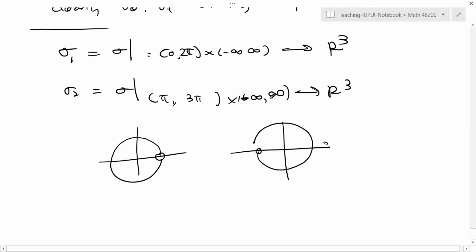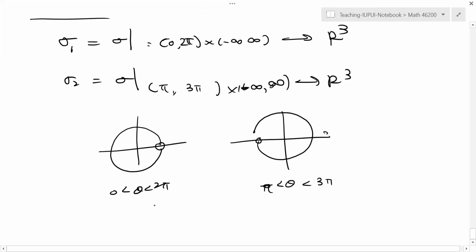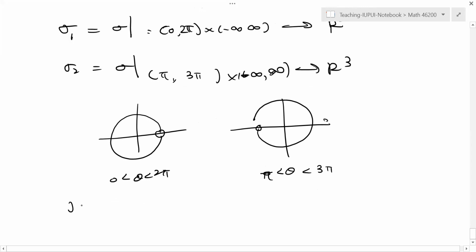Okay. So theta is between pi and 3 pi. Here, theta is between 0 and 2 pi. So the image of sigma 1 is the whole cylinder except the vertical line. Both sigma 1 and sigma 2 now are one-to-one. No question, right? It's easy to see, from the difference.